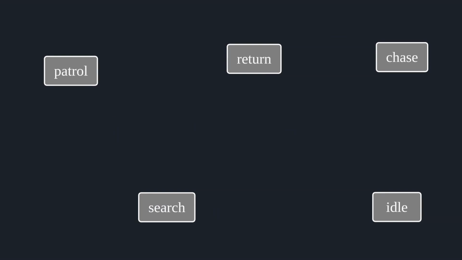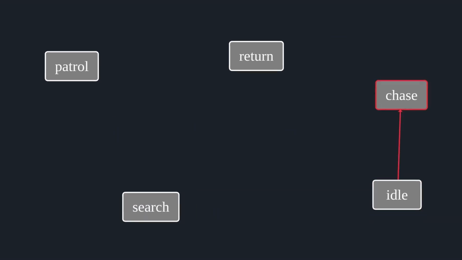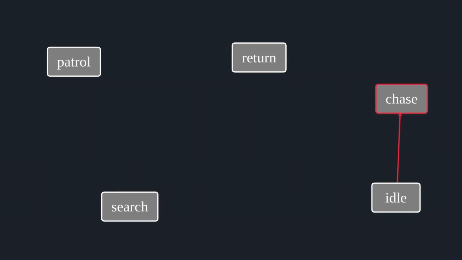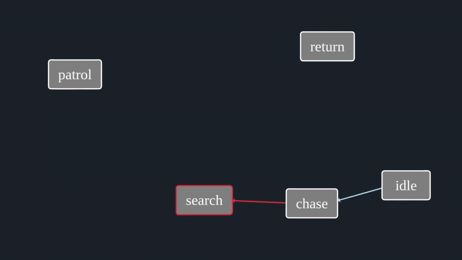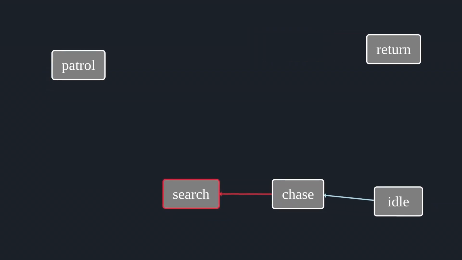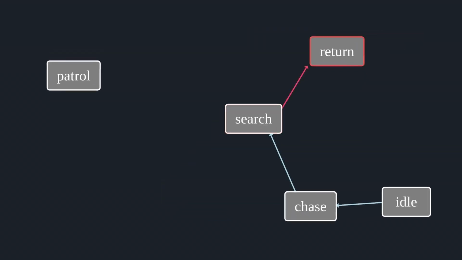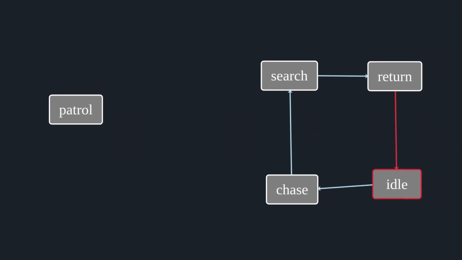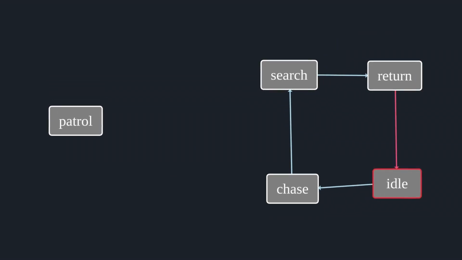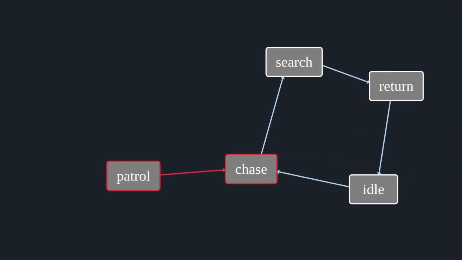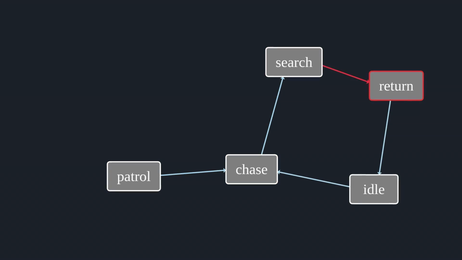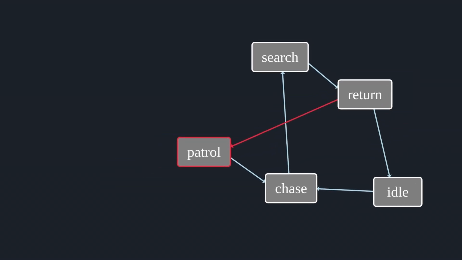So some enemies will start out idle and quickly switch to chase if they see the player. Then if they lose sight of the player, they start searching for him, checking the last place that they saw him. But if they had no luck finding the player, they start returning to where they were idling. And there are some other enemies that start out patrolling. They will chase the player down when they see him, following a similar path down the state diagram, searching and then returning and then patrolling again.